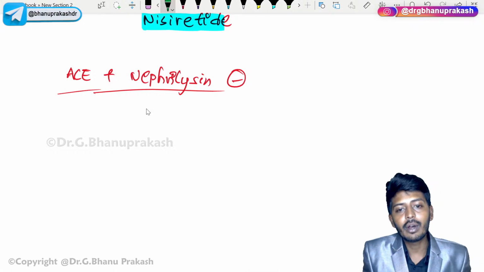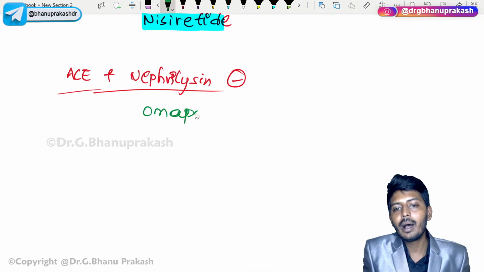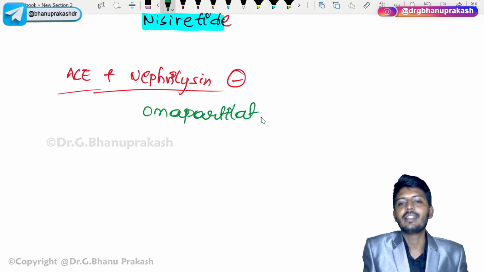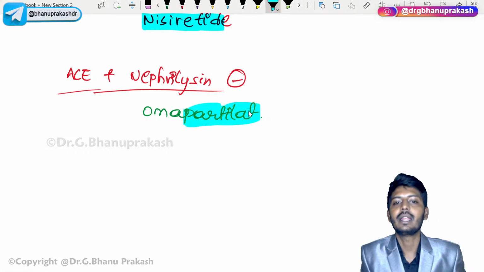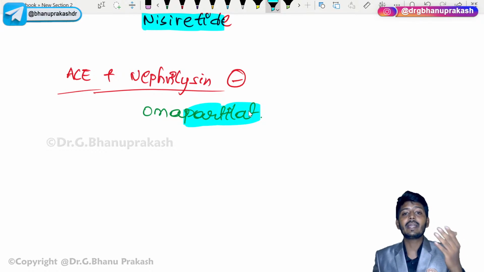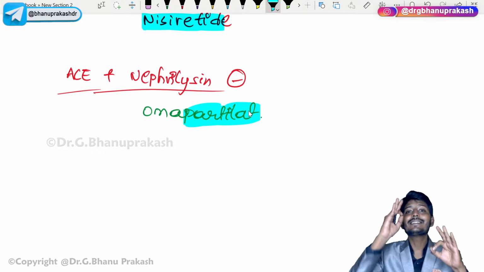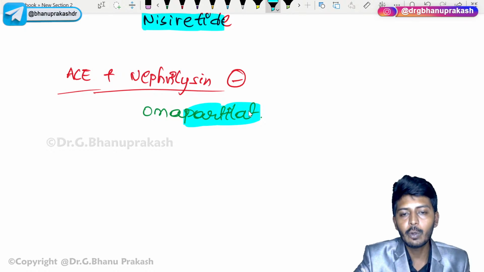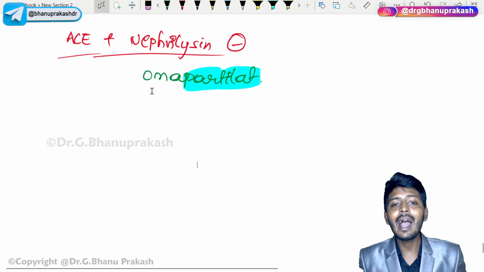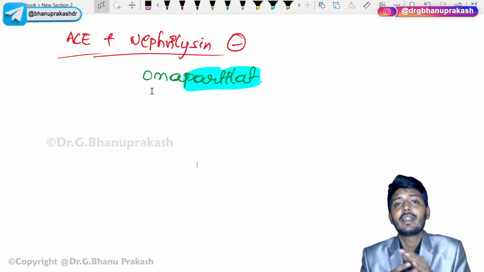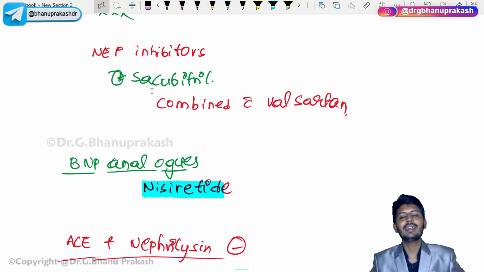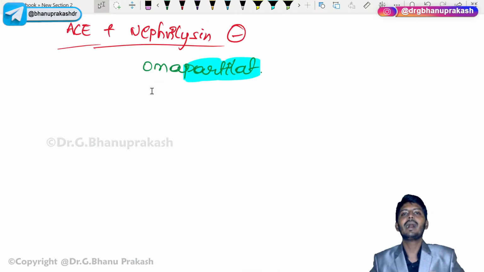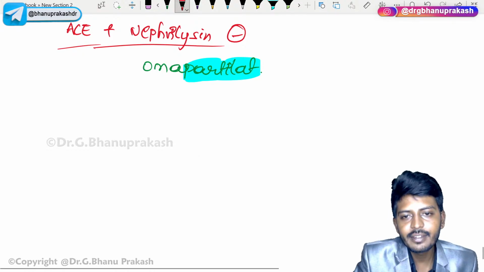That drug is omapatrilat. Every drug in this group that inhibits ACE and neprilysin ends with -patrilat: omapatrilat. This is one of the very important drugs to be remembered, because they can ask you which of the following is an ACE plus NEP inhibitor. This can be a possible MCQ for you. Apart from that, there are other groups of drugs widely used in the treatment of acute heart failure, and I will talk about acute heart failure treatment also. But the most important three newer drugs are sacubitril, nesiritide, and omapatrilat.